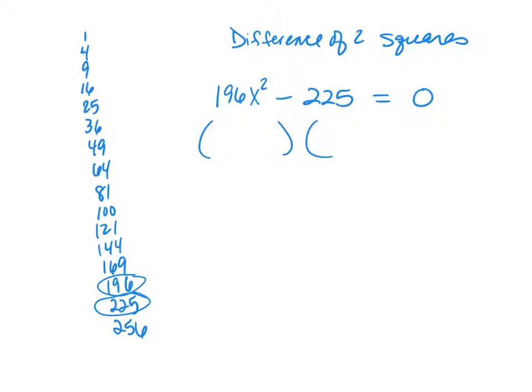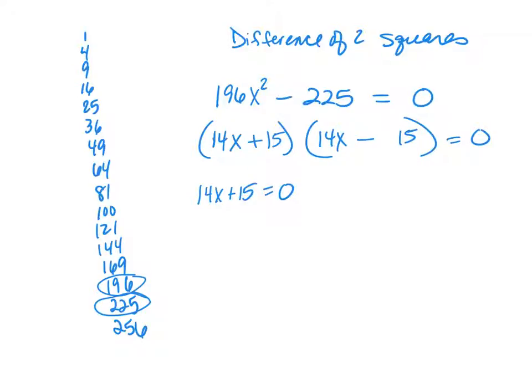You're going to do 2 parentheses, and you're going to find the square root of 196, which is 14. Square root of x squared is x. And then you put another 14x over here. And then the square root of 225 is 15. And you put in the middle a plus and a minus. That is how you factor for difference of two squares. Don't force it. It has to be numbers on this list. Okay? So now you make each one of those equal to 0.